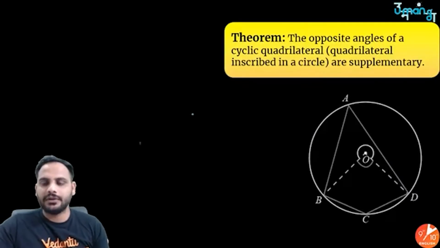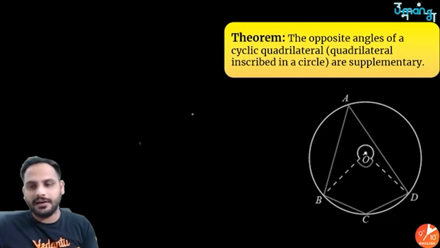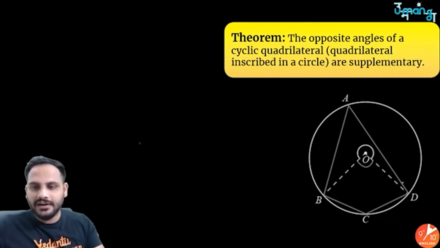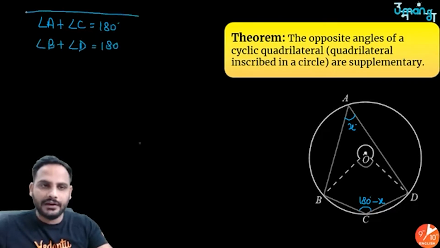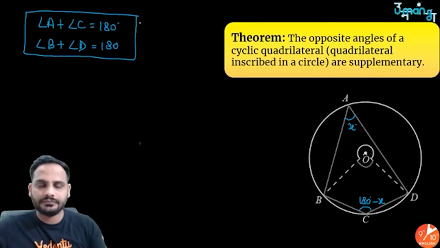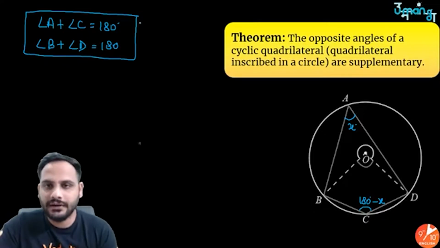Okay. Now the main theorem about the cyclic quadrilateral is, suppose this ABCD is a cyclic quadrilateral. Remember, the opposite angles are supplementary. That means if this angle is x, this angle will be 180 minus x. So we can say angle A plus angle C will be equal to 180 degrees, and angle B plus angle D will also be equal to 180 degrees. They both will be 180 degrees.